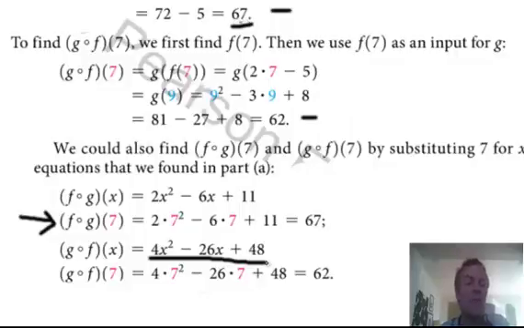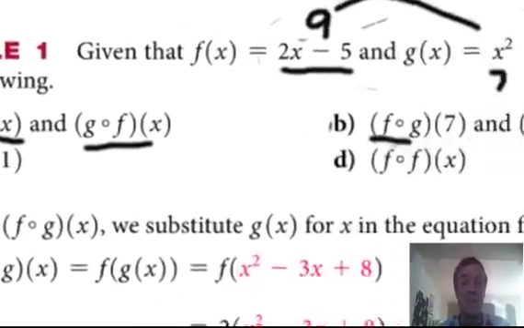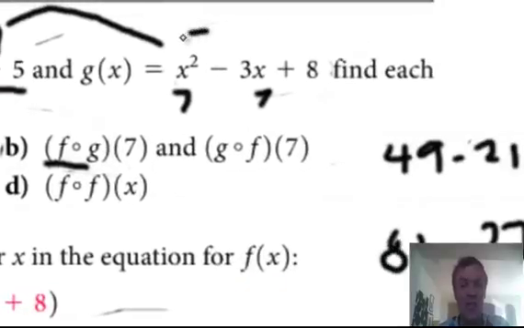Now that's just me. There's a couple of different ways of finding the gof and the fog of 7. If I found the equation, I just put the number straight into it. But suppose you get an example like this. Do gog of 1. So in other words, what we're saying here is take the g equation and put it into the g equation. Now remember, here's the g equation.